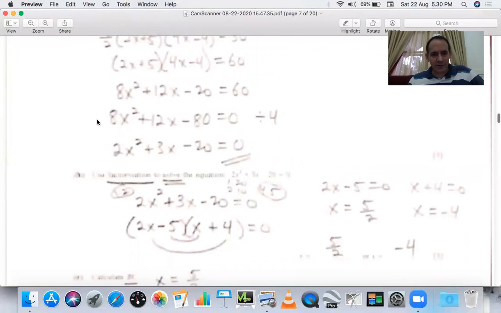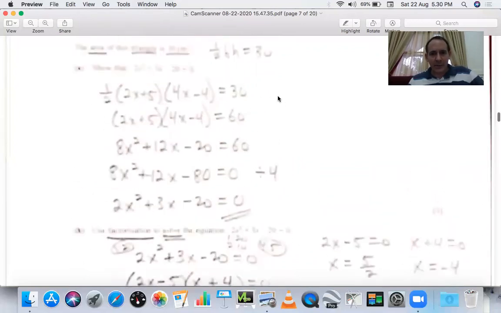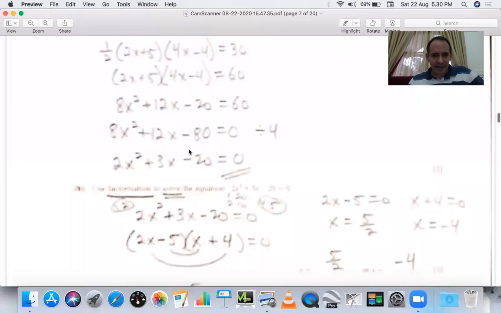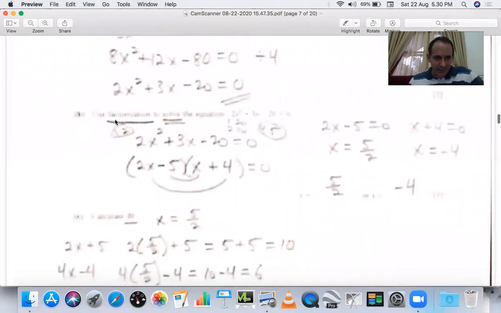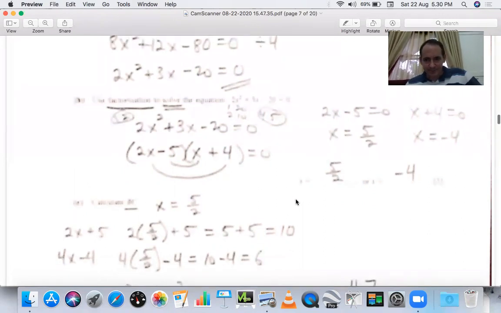Subtracted the 60 over to get a quadratic equation. And we have to show that it gives us 2x squared plus 3x minus 20. So to get that, we need to divide everything by 4, and that gives us our 2x squared plus 3x minus 20. Then in the next part, it says to factorize. Again, sorry, it's blurry. It says using factorization, solve the equation 2x squared plus 3x minus 20.